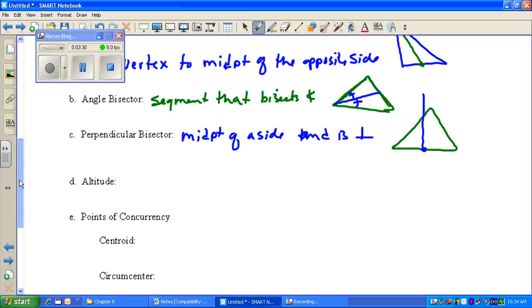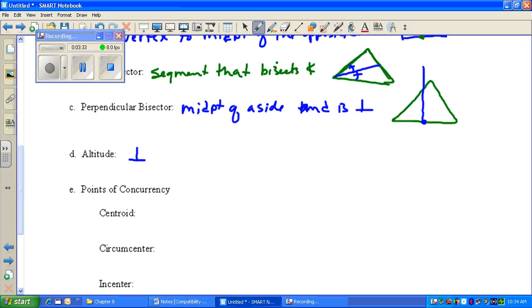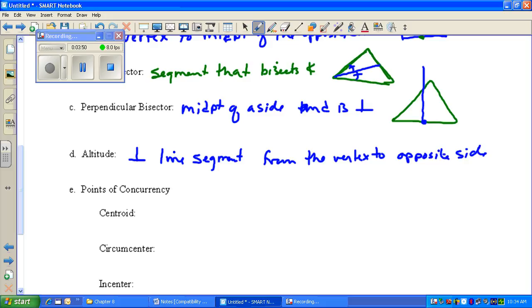An altitude is also perpendicular. So it's a perpendicular line segment from the vertex to the opposite side. So that's what we call an altitude. So what would that look like? Well, if I have some triangle, the altitude runs here perpendicular, and it forms a perpendicular line as this formed there. Okay, so it's a line perpendicular from the vertex to the side opposite.